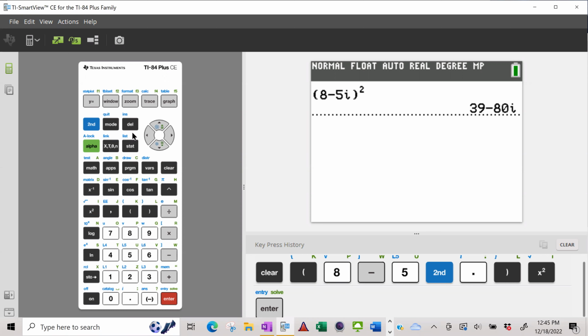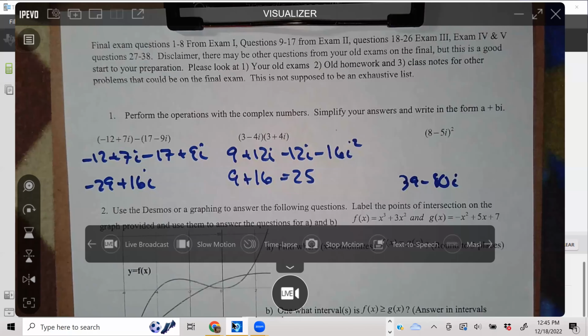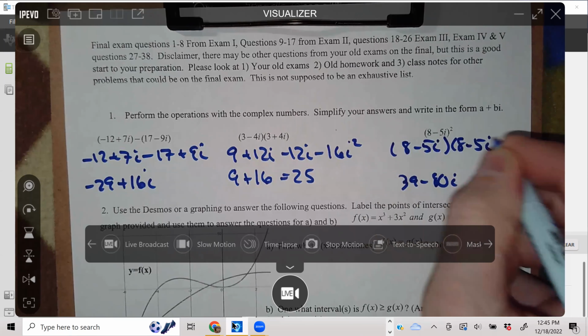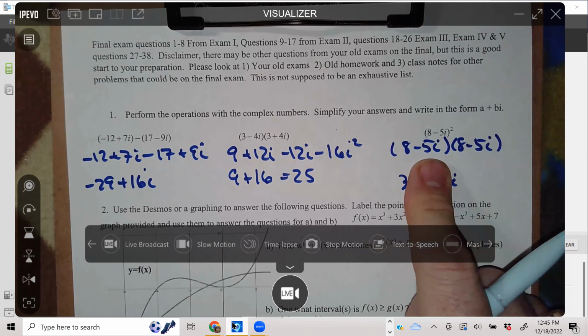Let me give you a reminder or hint. When you're doing this problem, some of the first work that I expect to see would be for you to repeat the binomial. That is for you to write 8 minus 5i times 8 minus 5i. Another big mistake people make is that they make one of them plus. If you're squaring something, you multiply it by itself.